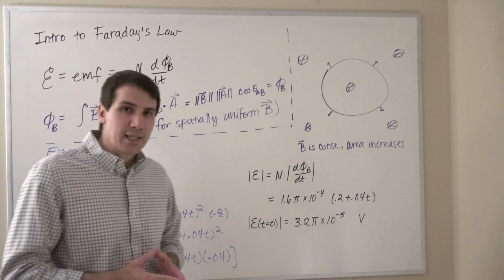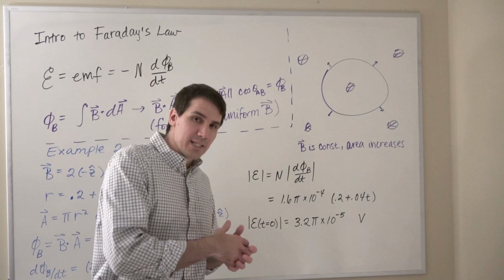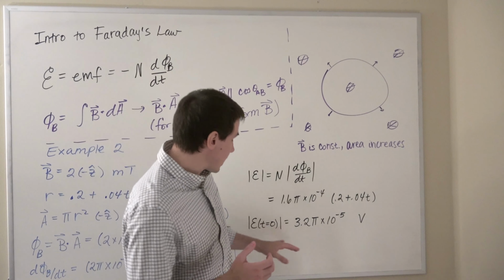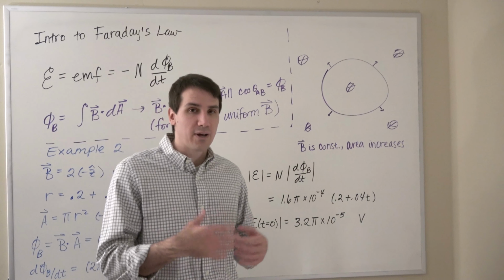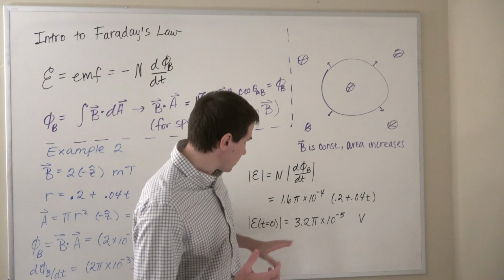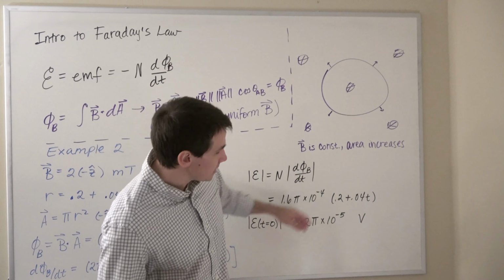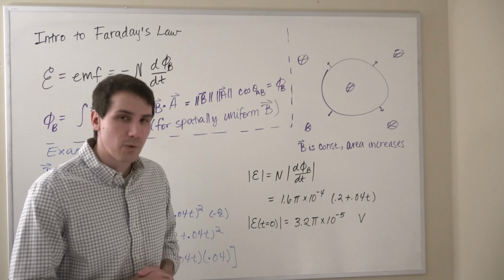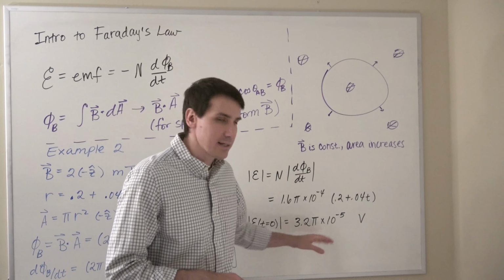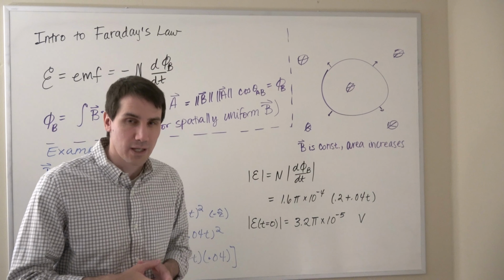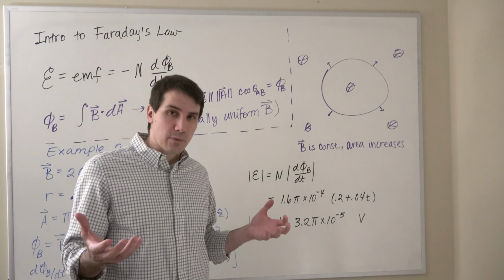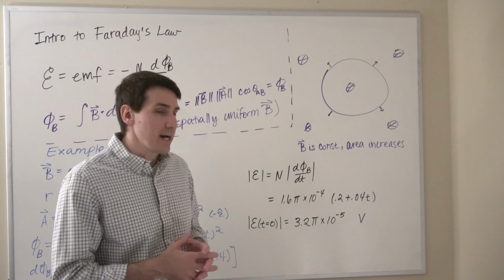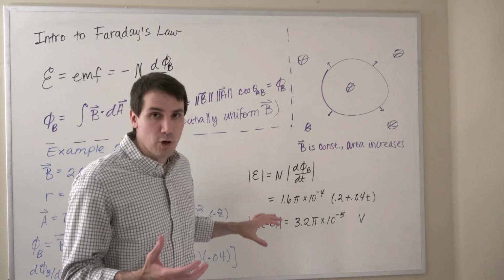Now, if we want to find the EMF at a specific moment in time, we simply need to assign a time that we're interested in. So for example, if we wanted to find the EMF at t equals 0 here, we simply set t equal to 0 in our equation, and we find this as the magnitude of our EMF at that time. We could choose any other time that we want, plug it in here, and find the EMF at that moment as well.